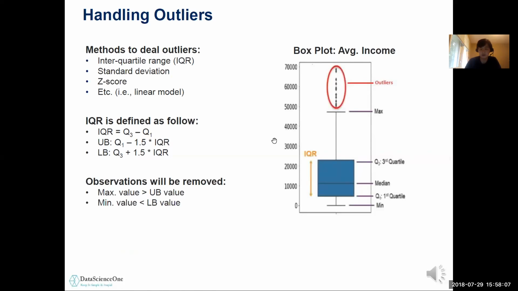Also notice here that in the red circle, you can see the outliers detected by the box plot. Based on this information, we can compute the interquartile range, which is simply a subtraction of the third quartile minus the fourth quartile. Then using this interquartile range, we can compute the lower bound and the upper bound threshold. Any observation with values below or above these thresholds will be treated as an outlier. We will simply remove them from the entire observation set.